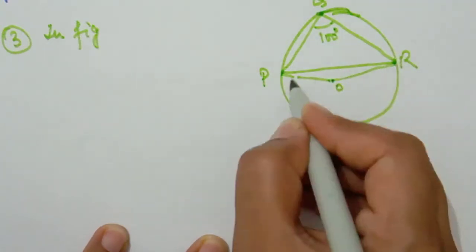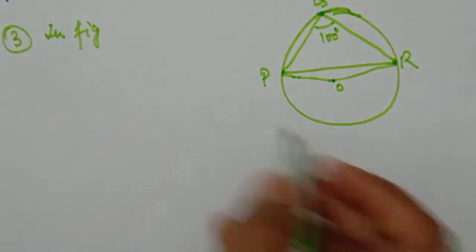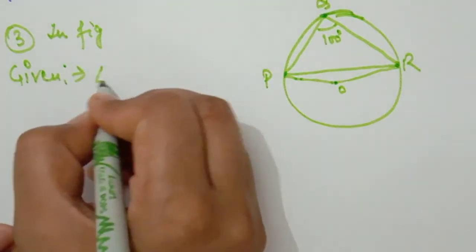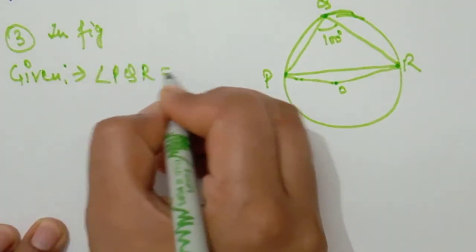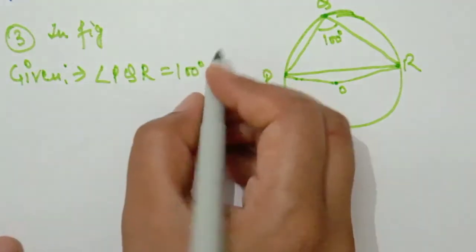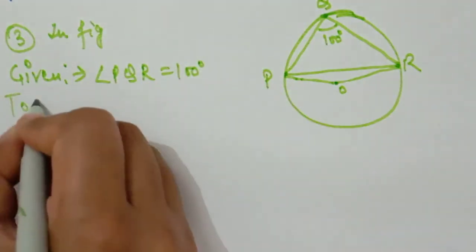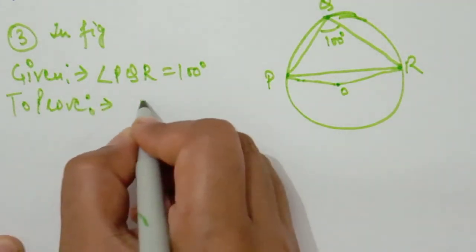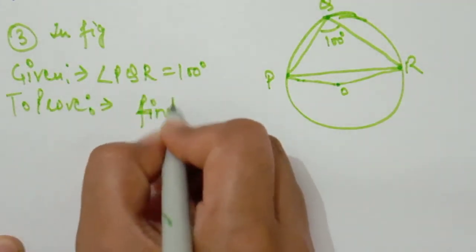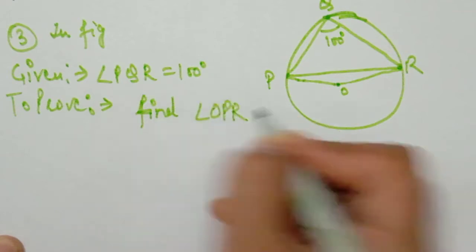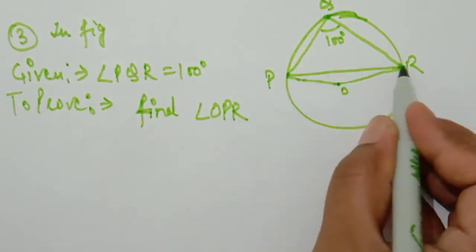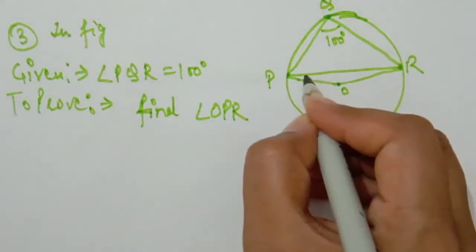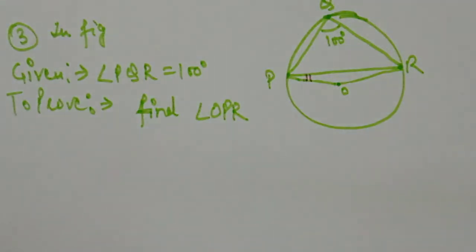This is another angle at the center of circle. So what is given? We have angle PQR is equal to 100 degree, and we have to find angle OPR. It means we have to find which angle. You have to be clear that we have to find angle OPR.